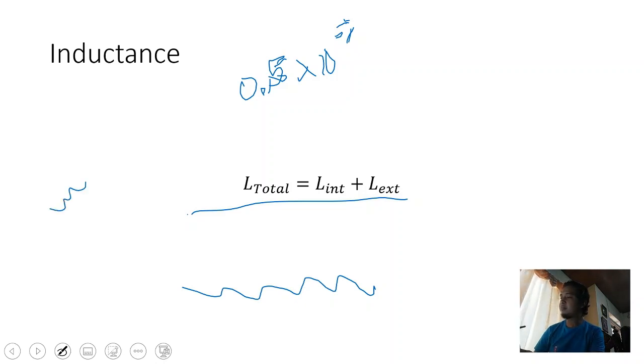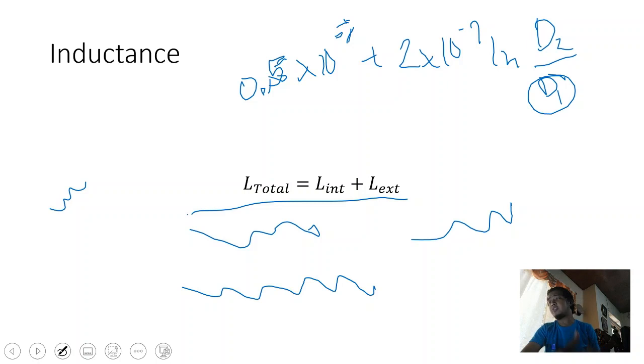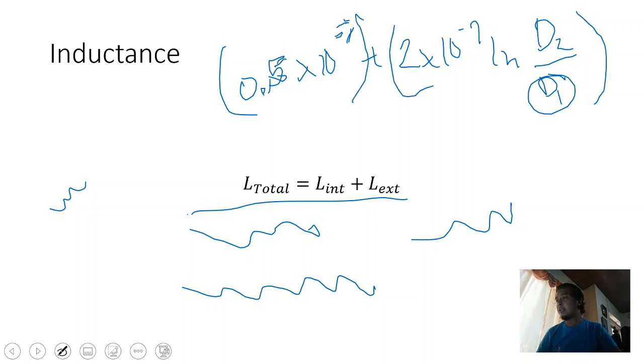plus 2 times 10 to the negative 7, take note, times ln of d2 over d1, where this d1 is basically the radius of the conductor. Okay? And from my previous derivation, we can combine these two into a single term, such that this 0.5 can be represented as 2 over 4. So now you have 2 over 4 times 10 to the negative 7. So you can now factor out 2 times 10 to the negative 7.